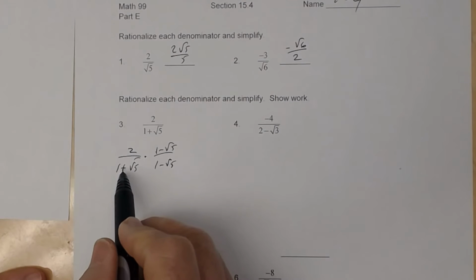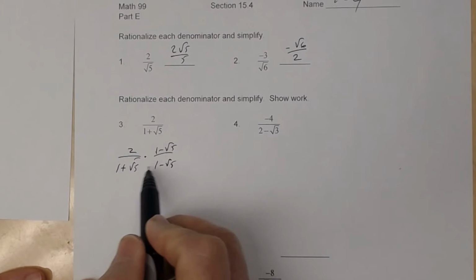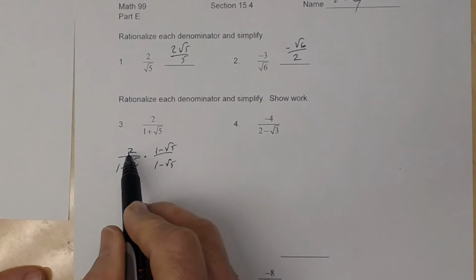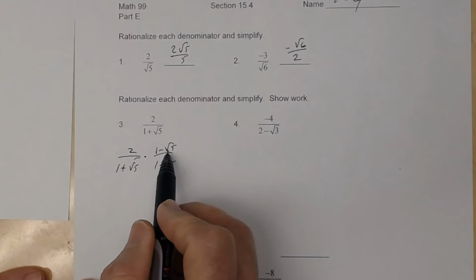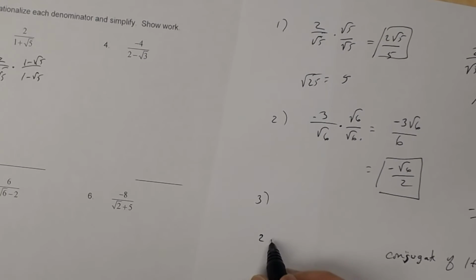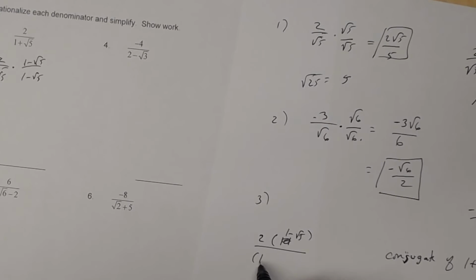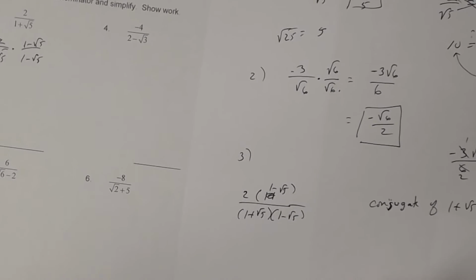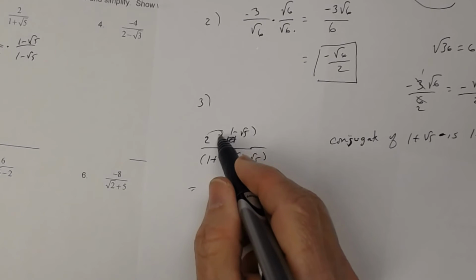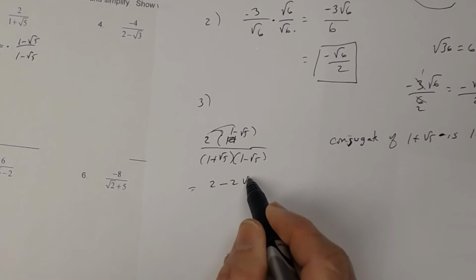And so notice that when I multiply the denominators, those are two binomials. So I'm going to use the FOIL method. When I multiply the numerator, that's one term times two terms. So I'm going to distribute. So basically I have 2 times 1 minus the square root of 5 divided by 1 plus the square root of 5 times 1 minus the square root of 5. That's what I have. And so I'm going to distribute the 2. So I get 2 minus 2 square root of 5.